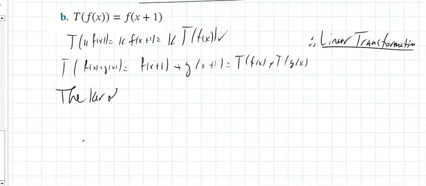The kernel of T consists of the zero function.